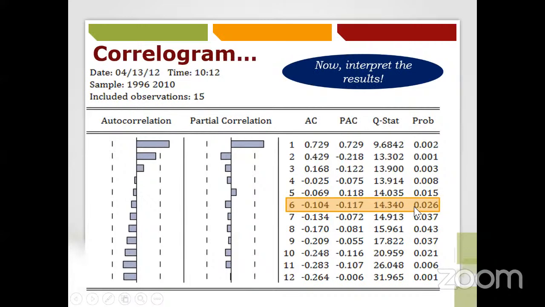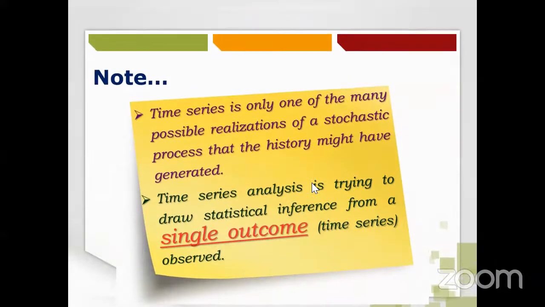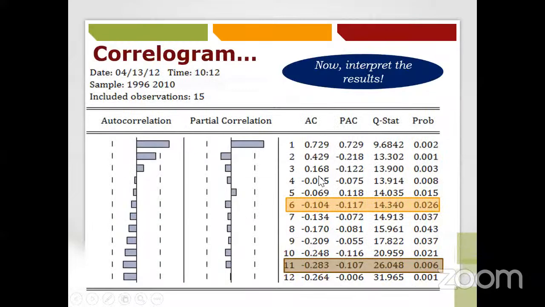So if it is 0.024 or 0.026, that means the p value is less than 0.05. That means you need to reject the null hypothesis. What the null hypothesis was saying is that these observations, from 0.729 to minus 0.069, are all jointly equal to 0. But these are not necessarily equal to 0. At least one of them is a non-zero number. But we know it for sure.